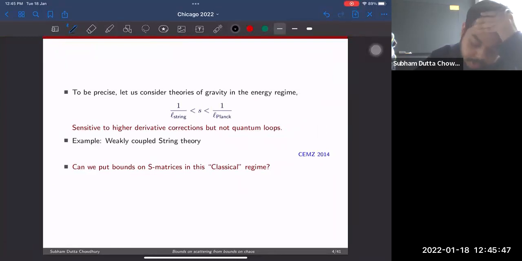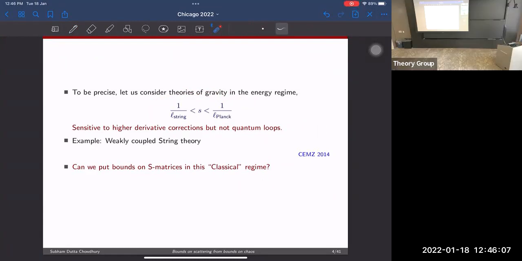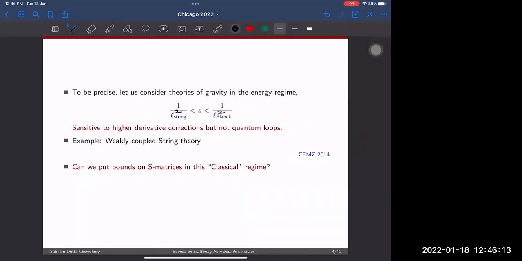Suppose that we consider massless theories in this regime, and to be more specific, we have the energy range which is defined by this. Does this make sense? Usually S has dimension 2. Yeah, sorry, I mean, I'll just say 4 dimensions. Yeah. Okay.